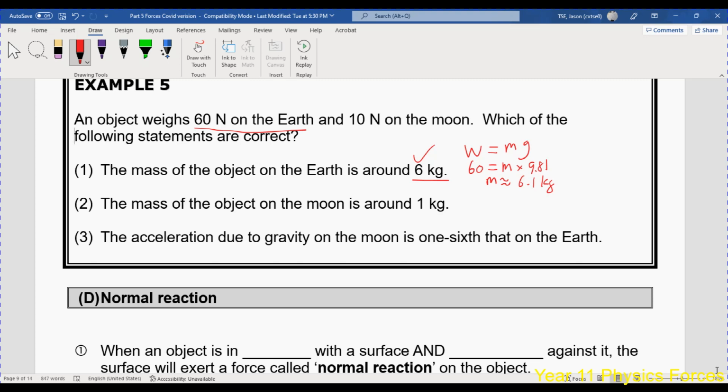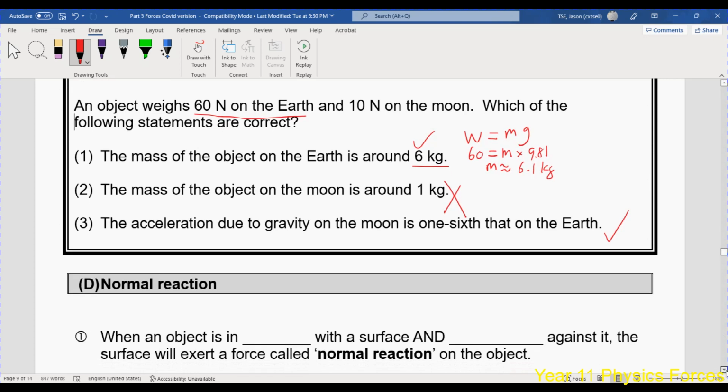All right, so the mass of the object is around 1 kilogram, which is wrong because the mass should be a constant anywhere in the universe, not just on the Earth or on the Moon. Every corner of the universe, the mass should be the same. All right, that's it. The acceleration due to gravity is 1/6. That's already done. I have told you.